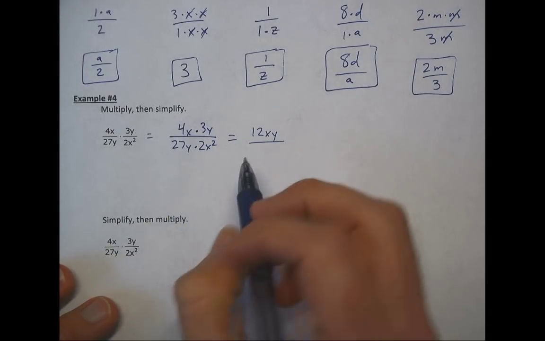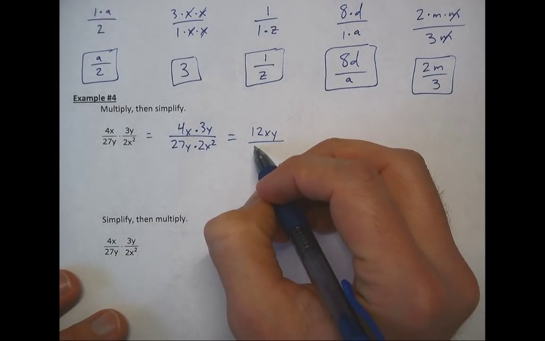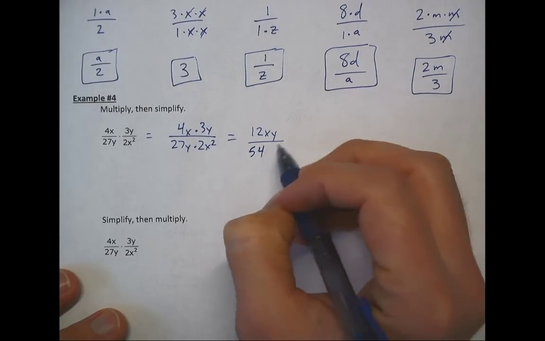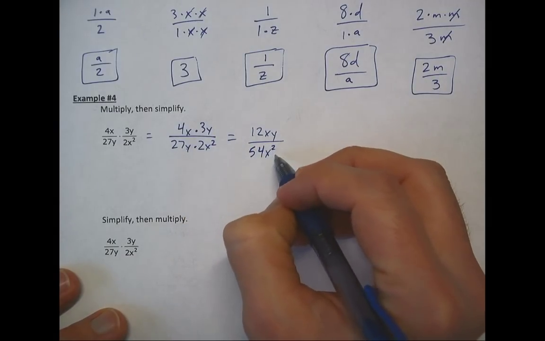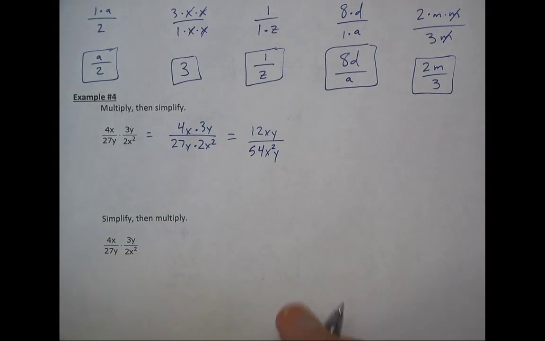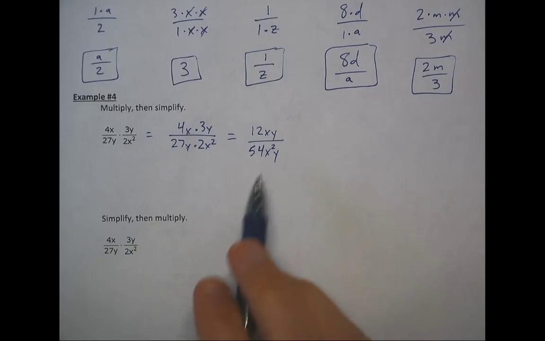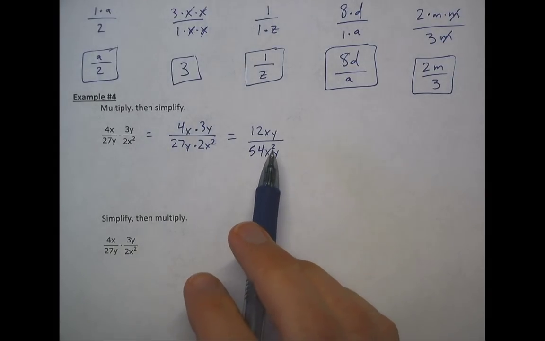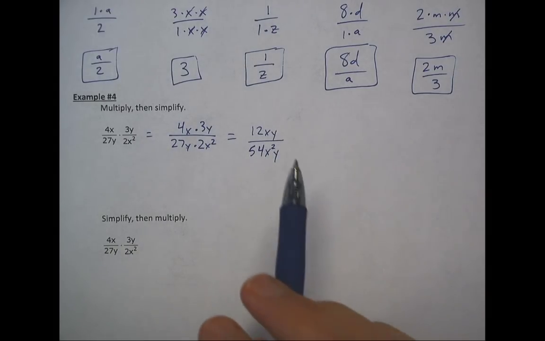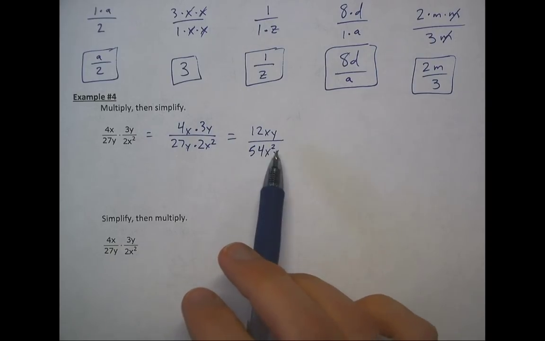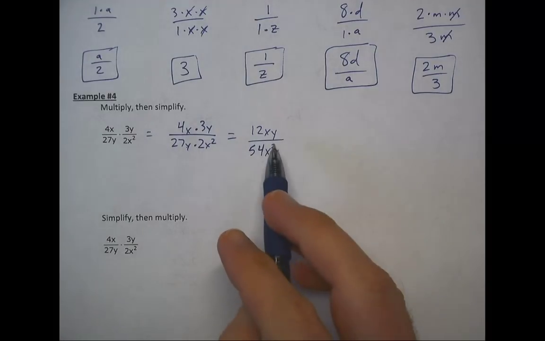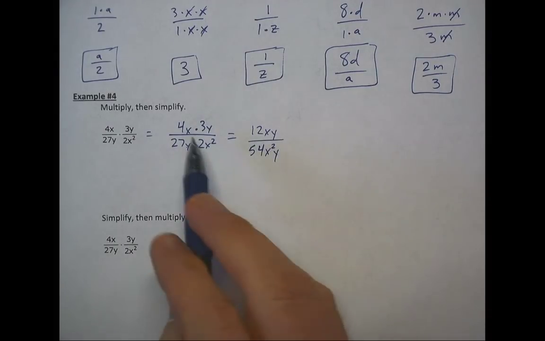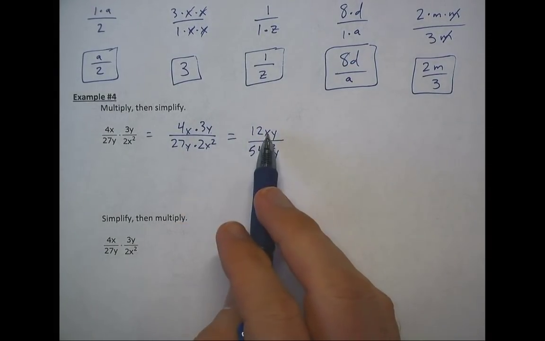And on the bottom, 27 times 2, that's 54. And I got an x squared and a y, and they just go together. So notice they don't become like xy to the third or something like that. You don't combine them, they stay separate. So if it was an x squared times an x, then that's x to the third. But different letters, you can't put them together and start increasing the exponent or anything like that. So an xy multiplied is just xy.